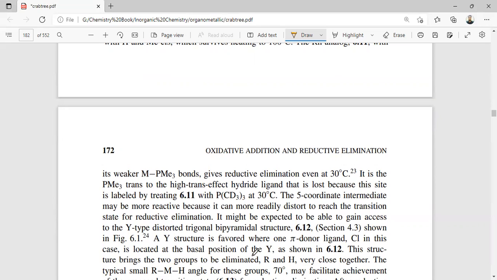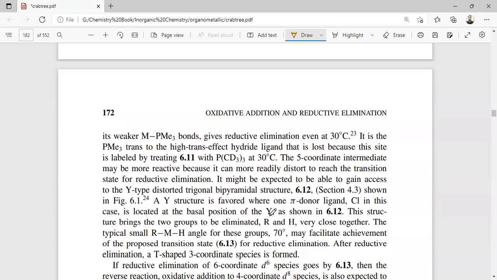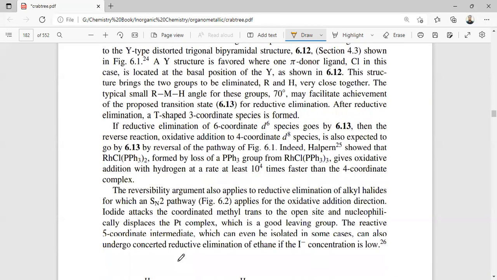A Y structure is favored where the one phosphine ligand and the chloride, in this case, are located in the basal position of the Y, and this structure brings the two groups to be eliminated very close to each other. The typically small R-M-H angle for this group may facilitate the achievement of the proposed transition state. After reductive elimination, a T-shaped 3-coordinate species is formed.